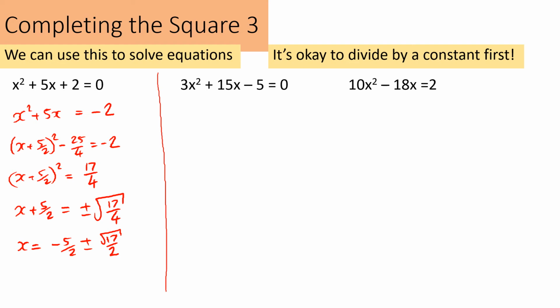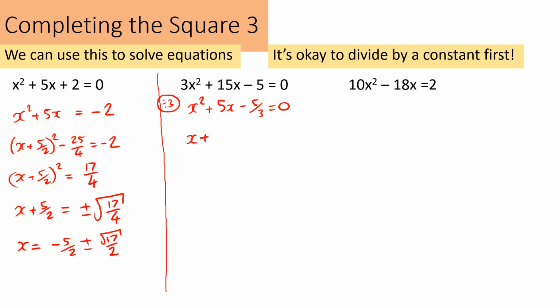Okay, so this second one brings in this point, it is okay to divide by a constant first, because we could just divide everything by 3 before we start. If we do that, we'll get ourselves to x squared plus 5x minus 5/3 is equal to 0, and then we have a very comparable question to what we've just worked out. If you just take out a factor of 3, just because that's what you do when you're simplifying with completing the square, it'll still work, it'll just take like twice the amount of lines.